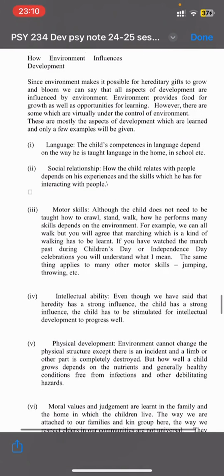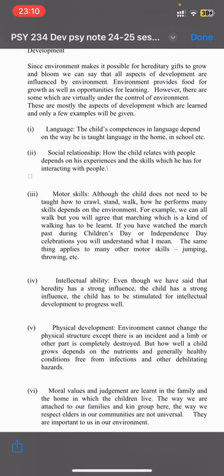Then motor skills. Basically, general motor skills are phylogenetic. If you can remember what I said about phylogenetic stuff. Then fine motor skills are ontogenetic, meaning that you have to learn how to do some things with experience and with teaching. If you have watched the march past during Children's Day or Independence, you will understand what I mean.